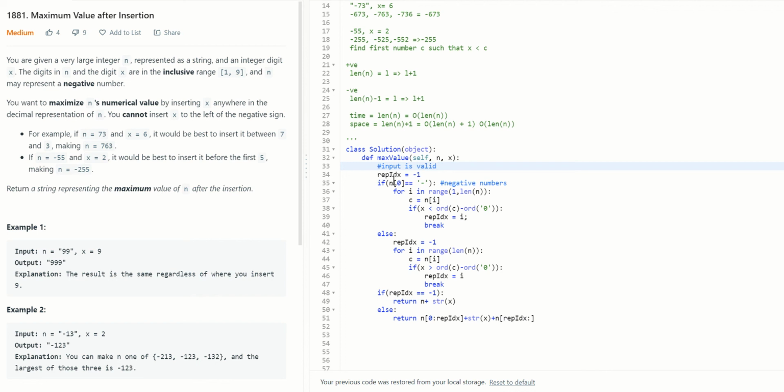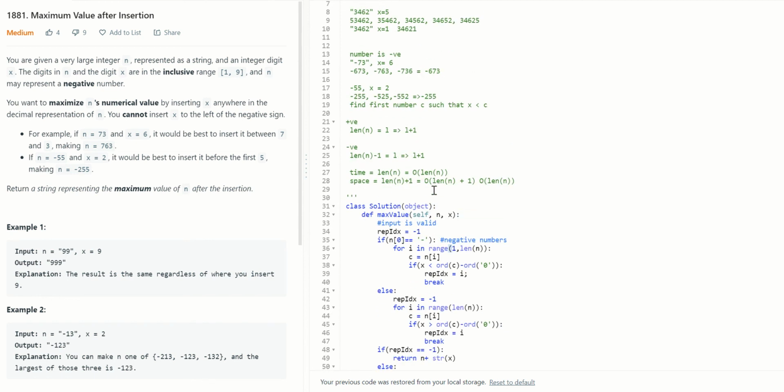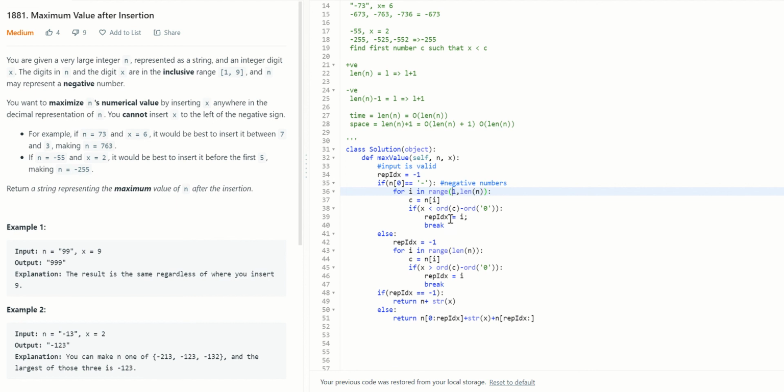And I'm declaring a local variable replacement index as -1. First, I'm going to tackle the negative numbers, right? For i in the range of 1 to length of n, right? Why are we starting from 1? Because the 0th index in a negative number is the minus sign, right? That's why we are starting from index 1. Okay. We are just putting this in a little variable here, right?